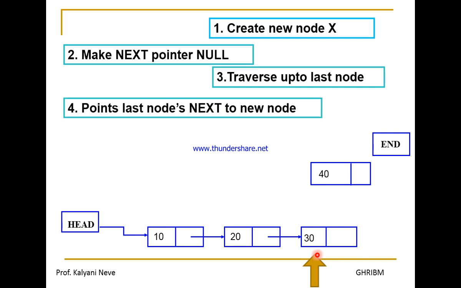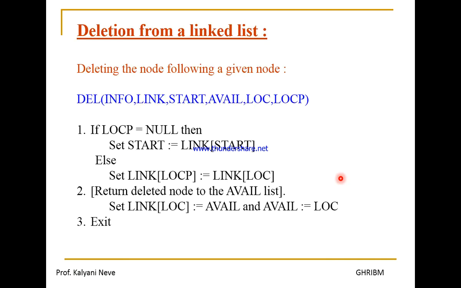Now point the last node's next to the new node. Now see, last node's next means which part? This part. This part points to the new node, and this is done with the algorithm, because firstly here is the end. Now end becomes this node and the link of the third node is assigned to the fourth node. This is done with the algorithm.